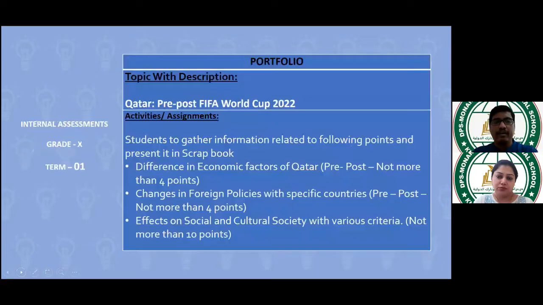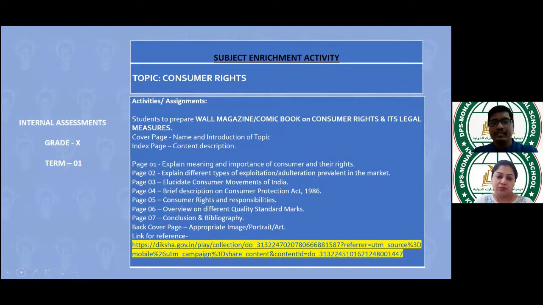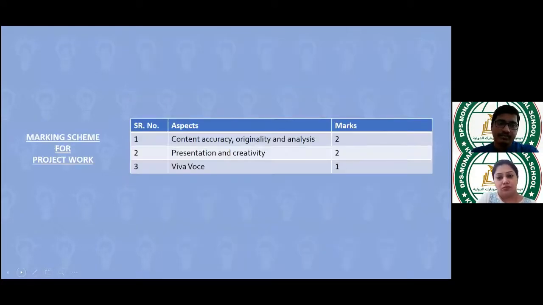In the same way, we have the portfolio and subject enrichment for grade 10. Here in term 1, we have a portfolio on the topic Qatar pre and post FIFA World Cup 2022. They have to present it in a scrapbook. Then moving to subject enrichment, we have the topic consumer rights. Again, they had to prepare a wall magazine and send it in. This SST was integrated with the art topic, and that is where they also had to make a comic strip. Students have already submitted.